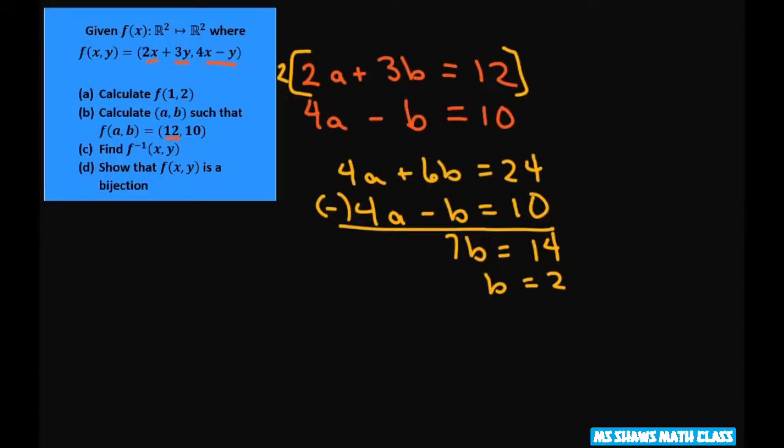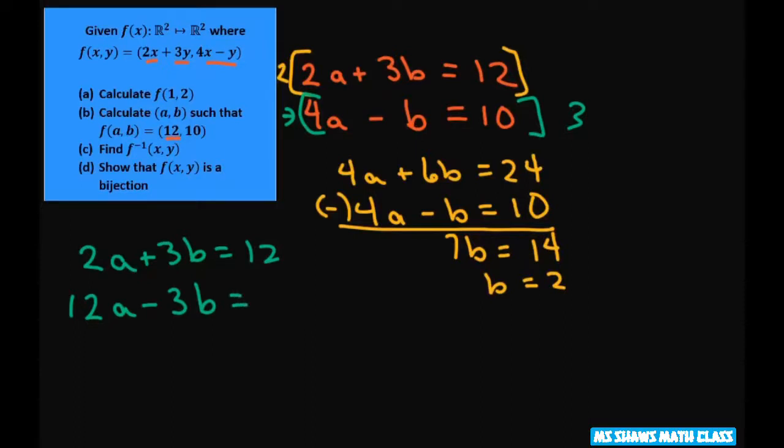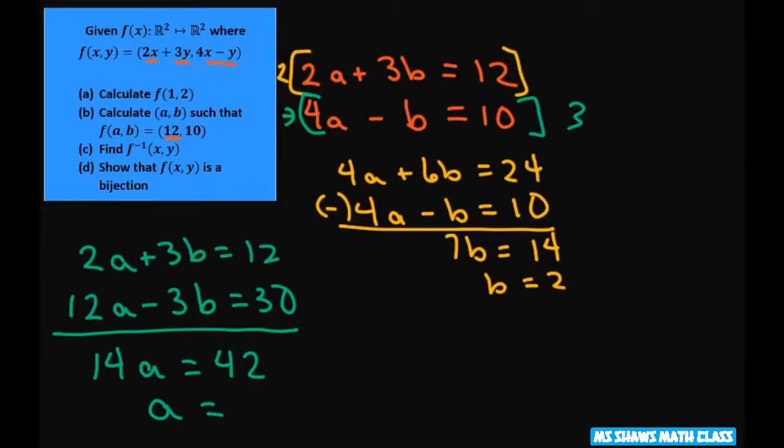Now to calculate a, I'm just going to multiply this equation by 3. So I'm going to write my 2a plus 3b equals 12, and then multiply the second equation through by 3, because that will eliminate the b. So you get 12a minus 3b equals 30. And I'm just going to add. So you get 14a equals 42. So a equals 3. So your answer would be 3, comma 2.